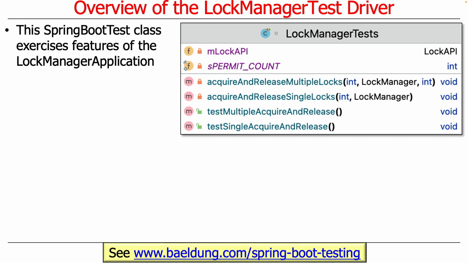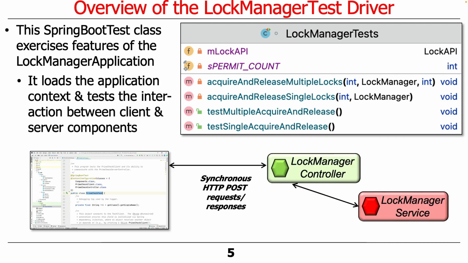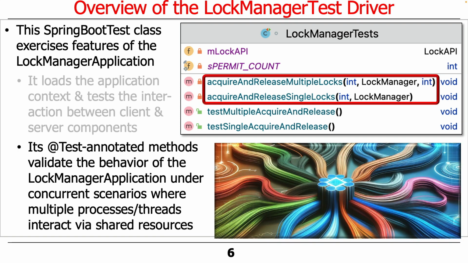The LockManagerTest class is a Spring Boot test class. It's annotated with Spring Boot tests, as you'll see in a moment, and that is used to exercise and test the features of the LockManager application. And here are the key methods it's got. By making it a Spring Boot test, it will load the application context and start up the LockManager application and all the controller and service stuff, and then make a bunch of calls to send post requests to that.